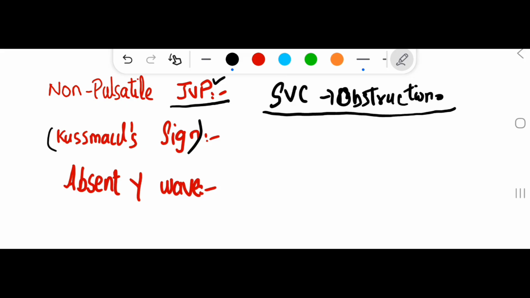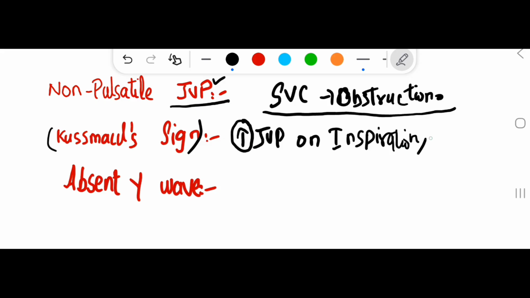What is Kussmaul's sign? Kussmaul's sign is a condition in which there is an increase in the jugular venous pulse on inspiration. Normally on inspiration, the JVP should fall. But in case of Kussmaul's sign, for example, when there is constrictive pericarditis, there is an increase in the JVP on inspiration.